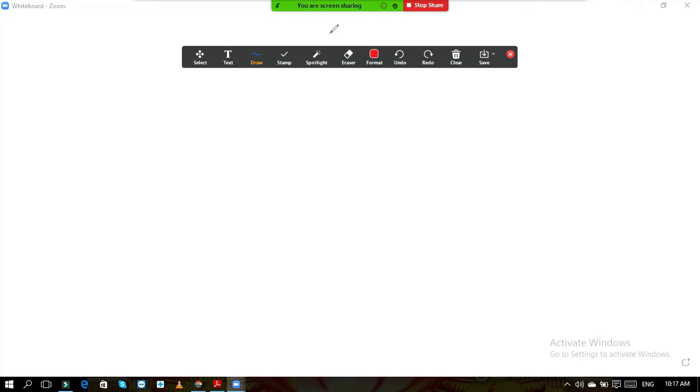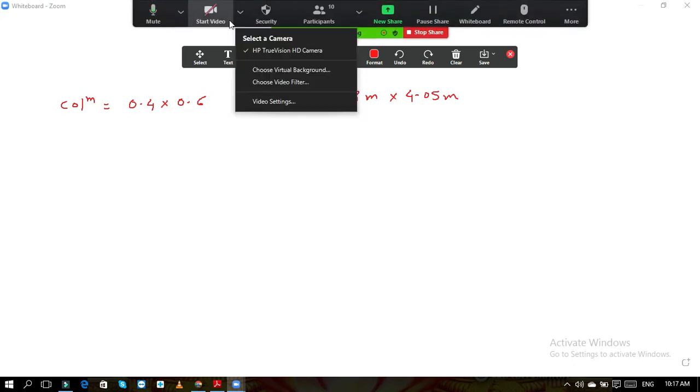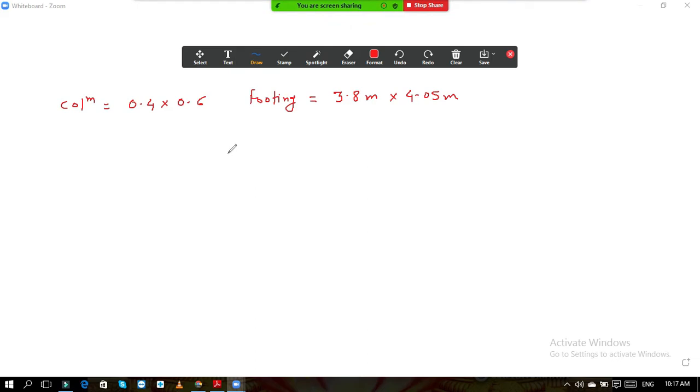So in the last lecture, we were solving a problem of a rectangular footing. We had the column size of 0.4 by 0.6 meter. This is the column, and our footing size is 3.8 meter by 4.05 meter. We have completed the depth calculation from two-way shear consideration, and from two-way shear consideration we got the depth as 730 mm, that is 0.73 meter.